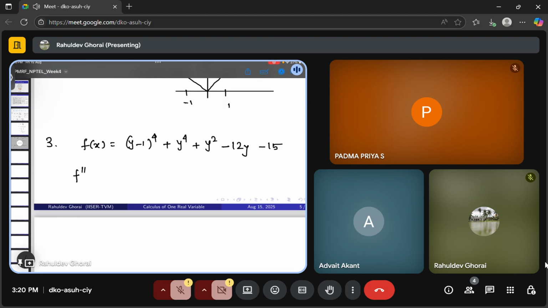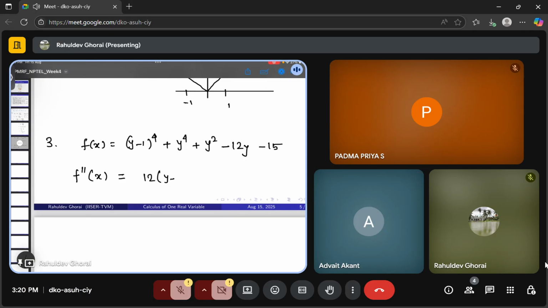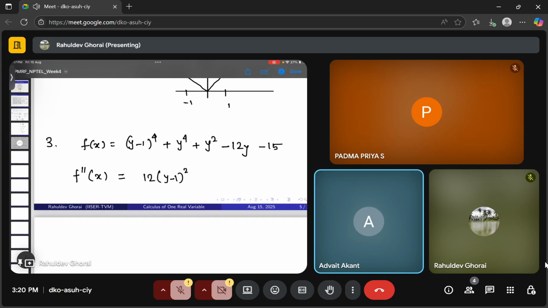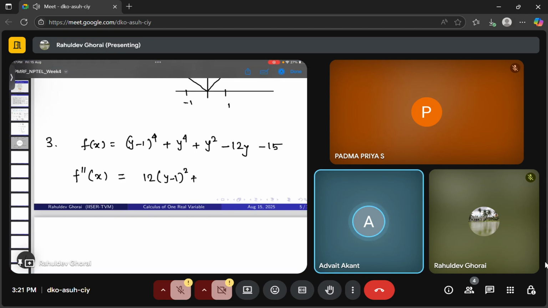So if you have a differentiable function, then f double prime x, if it is greater than or equal to 0. So first of all, it has to be differentiable, and then f double prime x. So what you got, that f double prime x is 12 into (y minus 1) squared plus 12y squared plus 2.